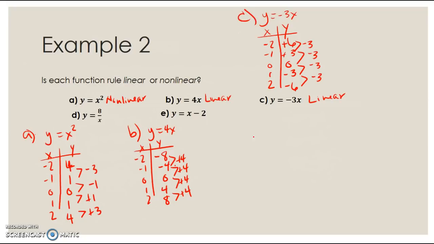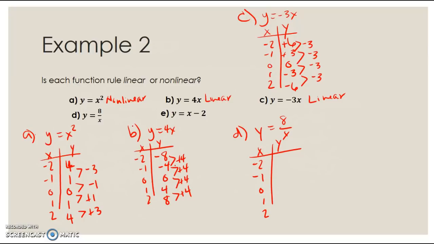So that was c. So now we're going to move on to d. y equals 8 divided by x. So we have x and y, and negative 2, negative 1, 0, 1, and 2.